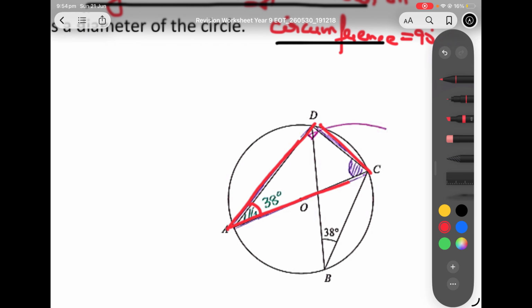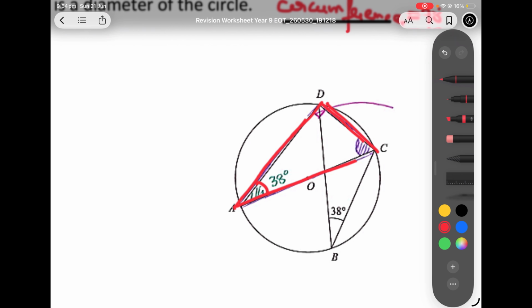So how would you find this angle? It looks like a right angled triangle. 38 and 90 subtracted from 180 would give me this angle. So 180 minus 38 minus 90 gives 90 minus 38, which is equal to 52 degrees. This angle turns out to be 52 degrees, fine.